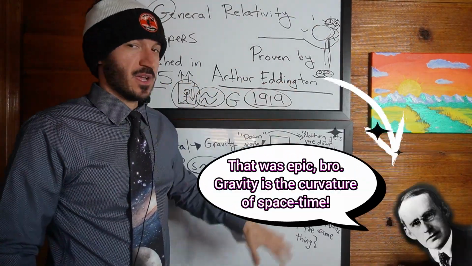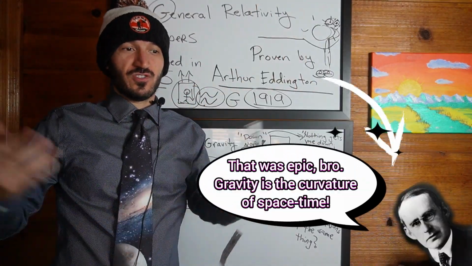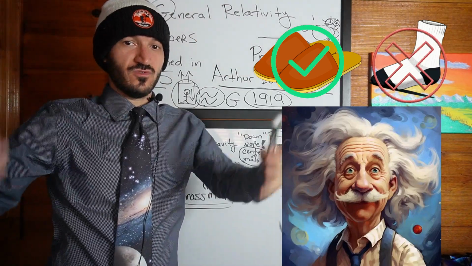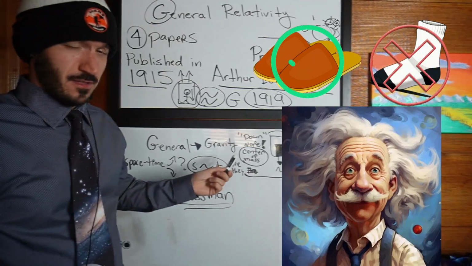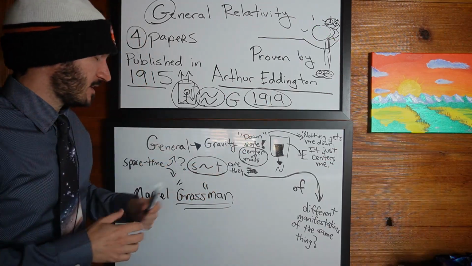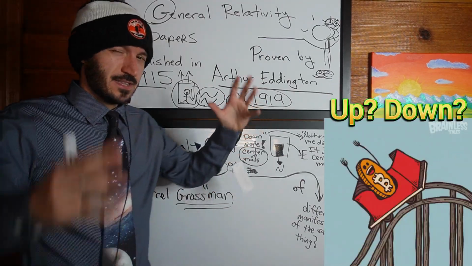This is really the time that Einstein becomes like a legend. Like, oh my gosh, who's this crazy physicist guy? He's got crazy hair and he looks cool and like he's a big weirdo and he likes slippers and stuff. I don't know.